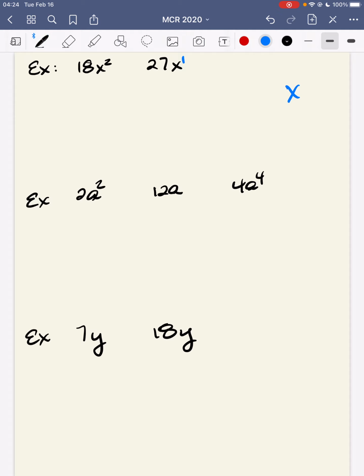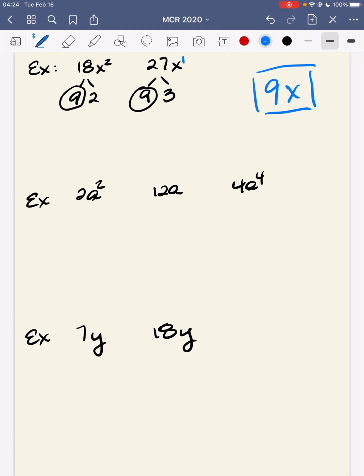So my numbers, 18 is 9 times 2. We've already been through there. 27 is 9 times 3. Sorry, 18 is 9 times 2, 27 is 9 times 3. It's early. So they both have a 9 in common. I don't need to break it down anymore if I see it. And so my GCF in this case would be 9x.